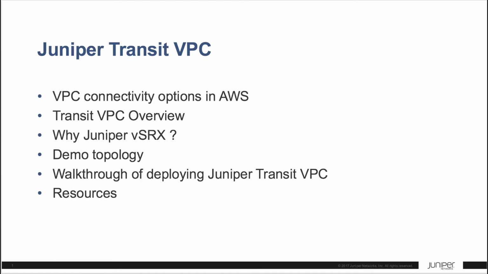Before we jump right in, let's look at a quick slide overview. First, I will explain VPC connectivity options in AWS. I'll give a brief introduction to Transit VPC and we'll talk about Juniper's differentiators. I will then take a closer look at Transit VPC architecture. Finally, I'll walk you through deploying Juniper Transit VPC on AWS.